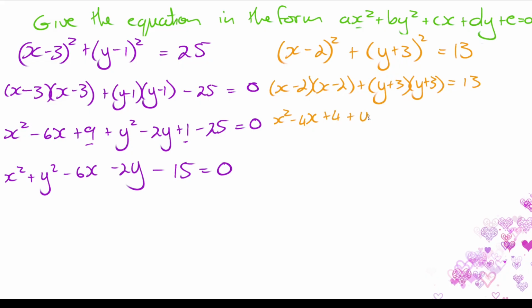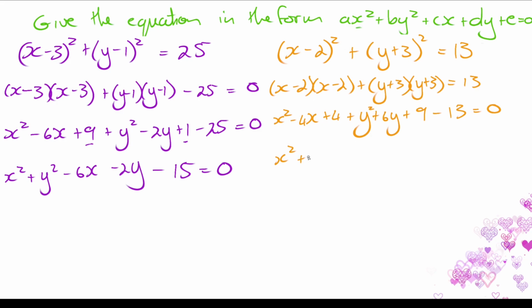This gives us x squared minus 4x plus 4, plus y squared plus 6y plus 9 equals. Oh, I'm going to bring the 13 over now. Negative 13 equals this.